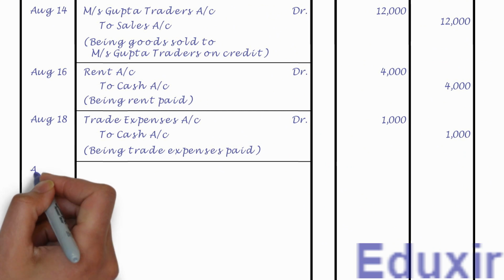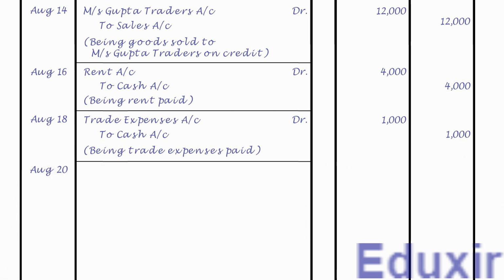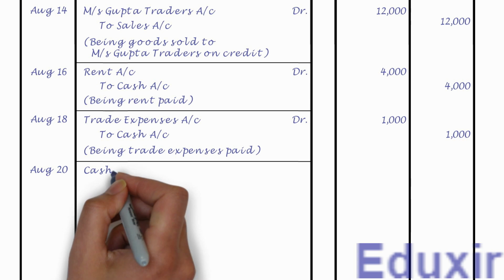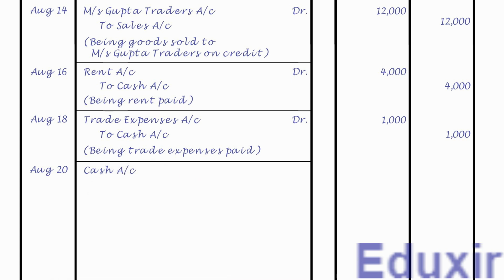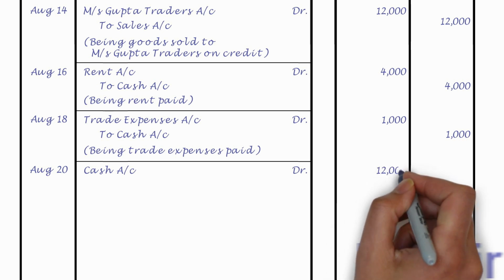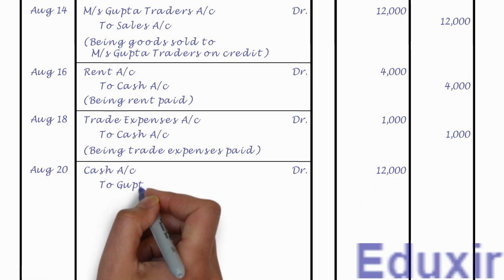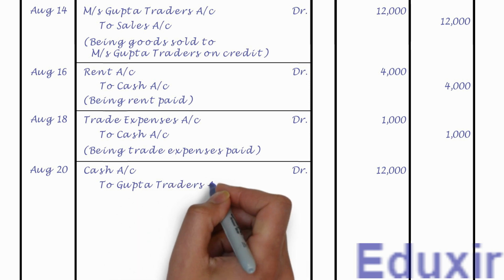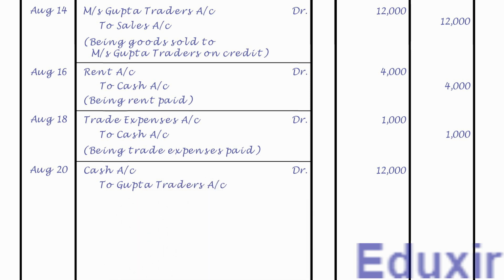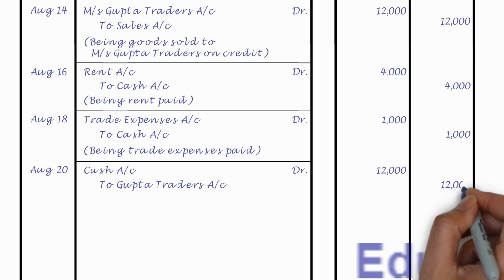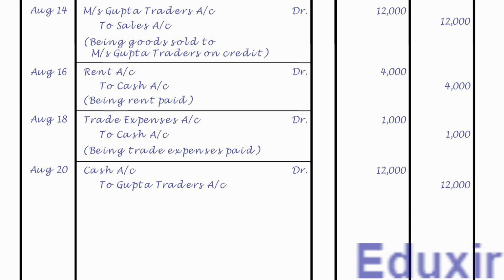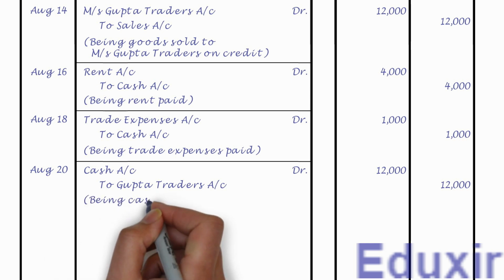Let us first record the date. Let us now record the cash account as the debit entry. Let us then record the text DR to indicate that this is a debit entry. Let us also record the debit amount of 12,000 rupees into the debit amount column. Leaving a margin, let us now record the Gupta Traders account as the credit entry. Let us also record the credit amount of 12,000 rupees into the credit amount column. Let us now record the narration or description of this transaction, that is, being cash received from Gupta Traders.